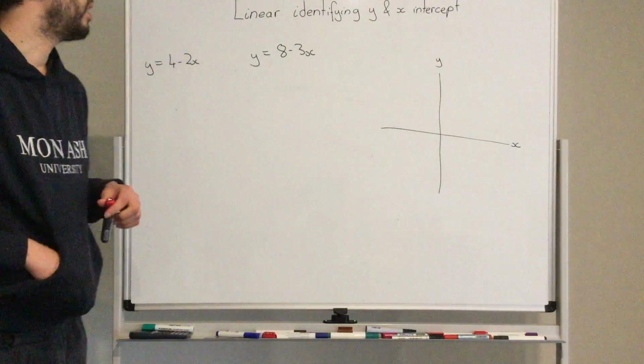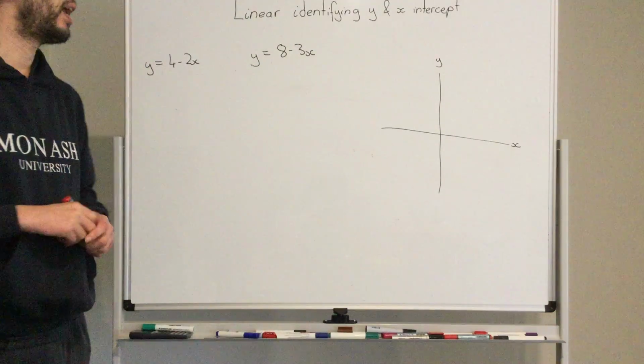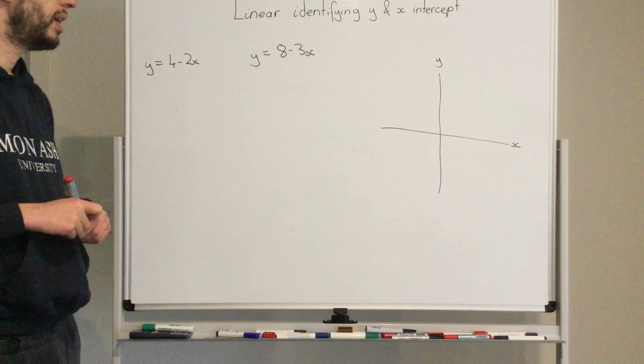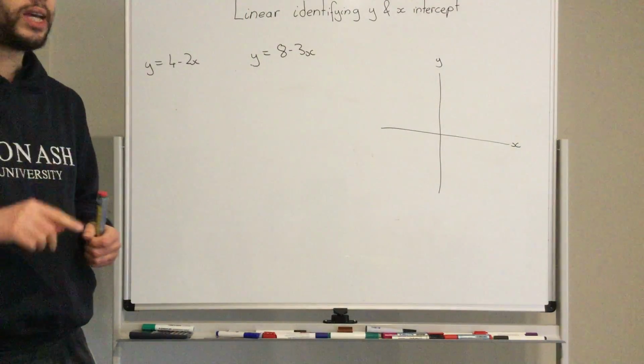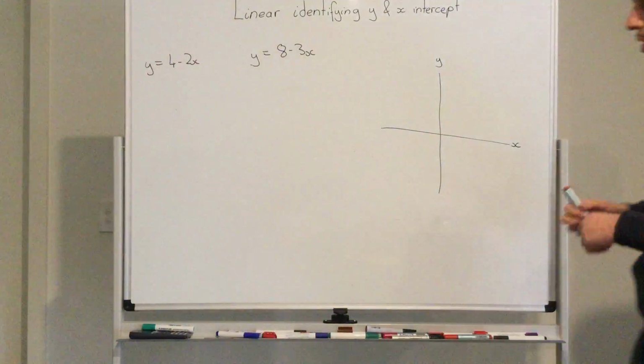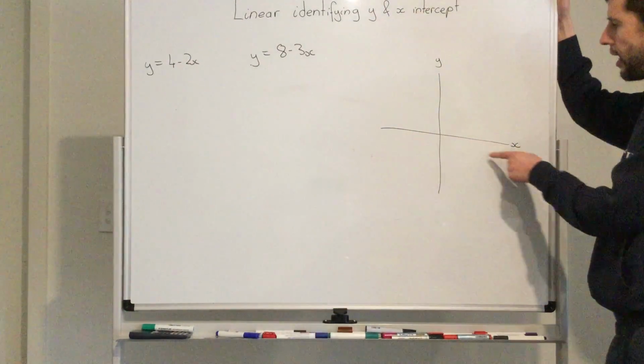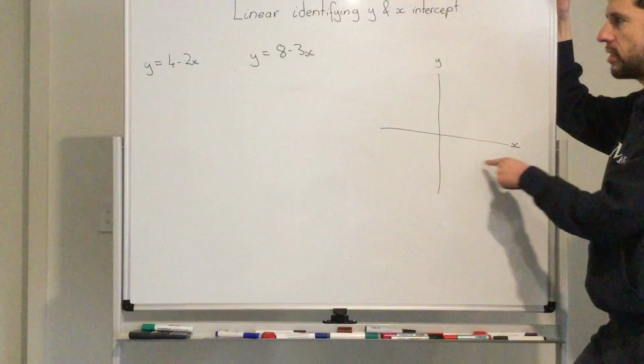So we are looking at linear equations, identifying the y and x intercept. Now I've drawn a basic graph over here, and I just want you to think about what the x-axis is. So this is the x-axis and this is the y-axis.